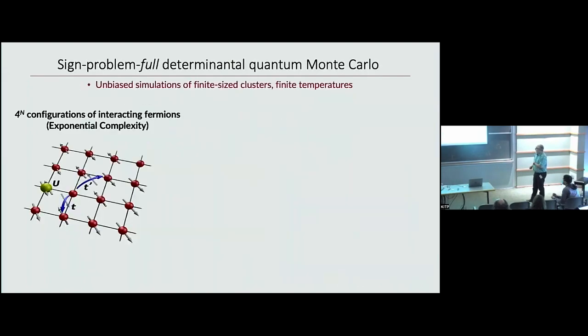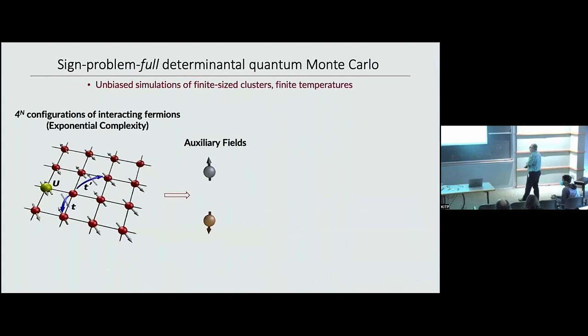Let me very briefly run through what that algorithm is all about. It's the algorithm we all use. We start off trying to manage this gargantuan complexity, where if we have just a single orbital, we have 4^N configurations of interacting fermions, which scales exponentially with N. What we want to do with quantum Monte Carlo is decouple the electrons by introducing an auxiliary Ising field, which can take values up or down, plus or minus 1.